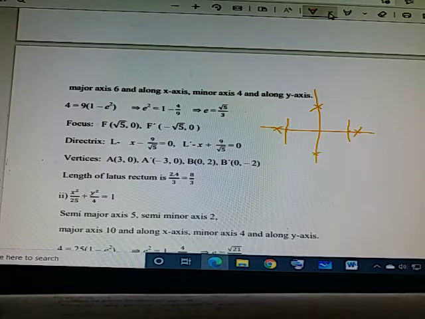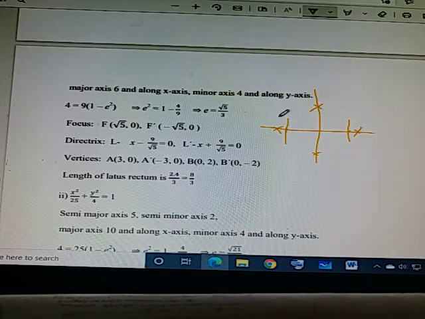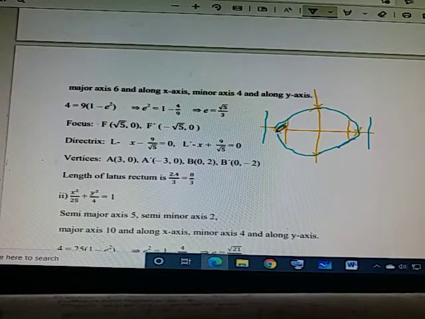This is directrix. Two directrices are there. Then you draw the curve. So your ellipse is now, this one is latus rectum will be here. So this is the ellipse.